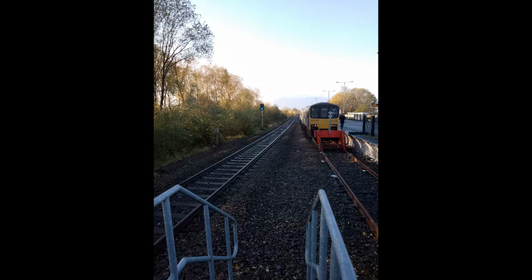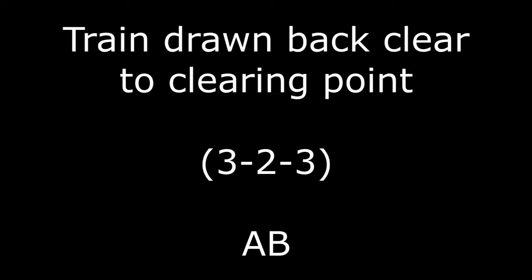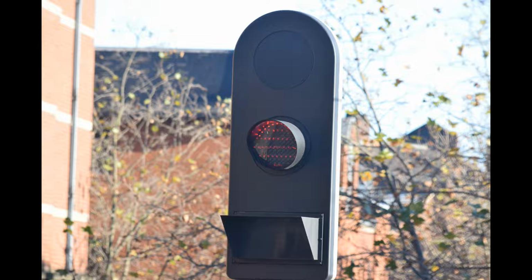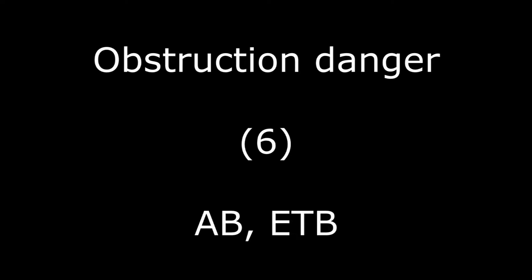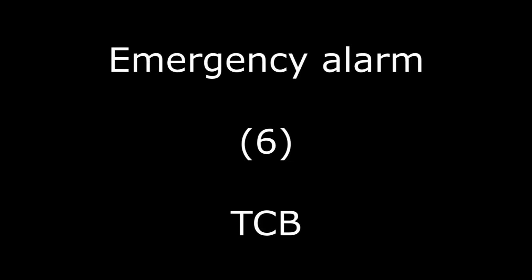So if we've had a train in the section and we've drawn it back so the section's now clear, then we'll send a 3 pause 2 pause 3. Obstruction or danger. Now this bell code has 2 meanings. So it's obstruction or danger in absolute block and electronic token block. If we're in track circuit block signalling, 6 beats on the bell is an emergency alarm. And like I said, I am going to explain these in future videos.